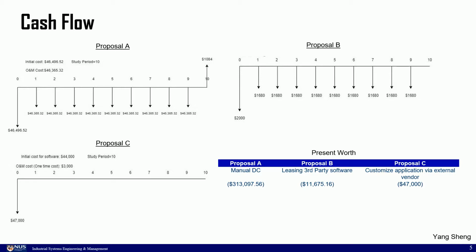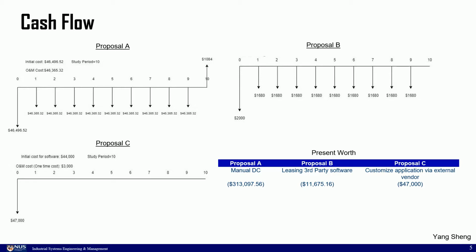In addition to the storage rental company, ABC also has to rent the rack to facilitate the storage of the document. The initial cost is 46,496.52 Singapore dollars. The annual cost is 1,365.32 Singapore dollars for subsequent years. There will be a refund of 1,084 Singapore dollars at the end of the study period.